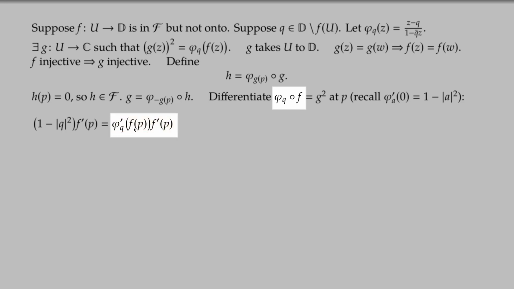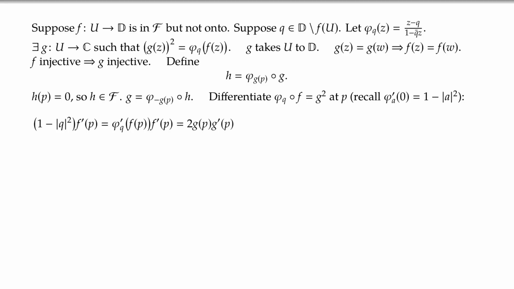Now, f of p is 0, and we know what phi prime at q is. So we're getting this thing over here. Now this is also g squared. So if we differentiate g squared, just regular calculus, then we get, just by chain rule, and now we plug in. Now we've solved for g.